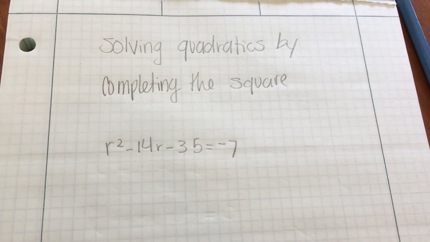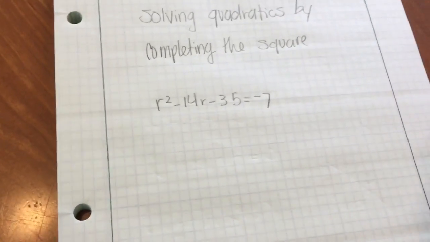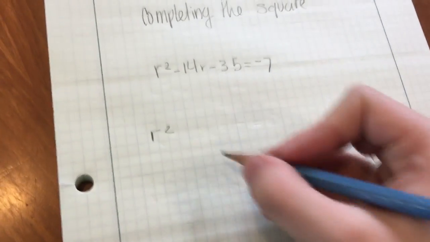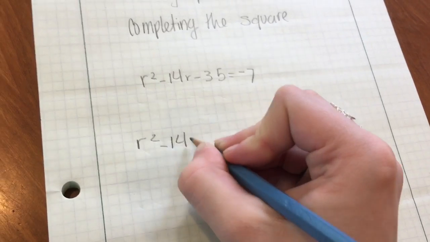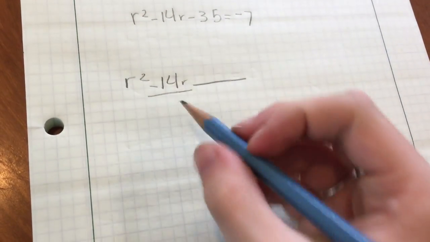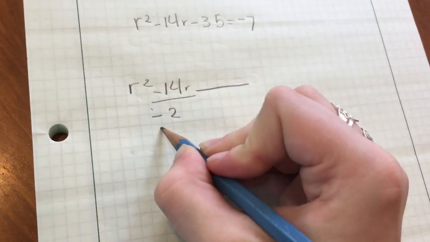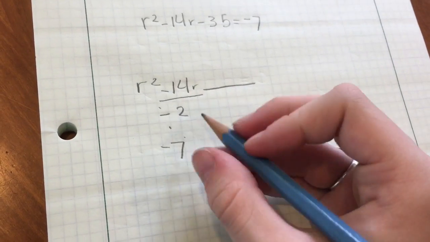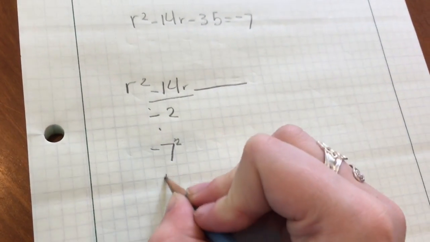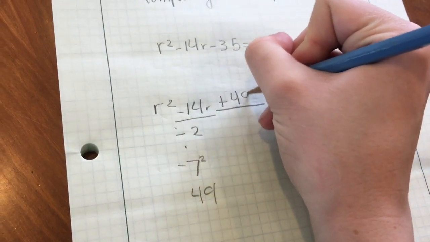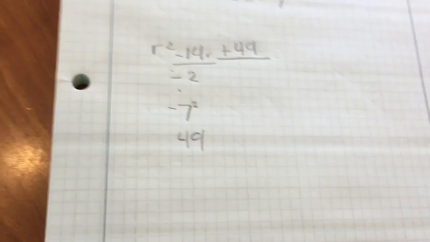Alright, now it's time to solve quadratics by completing the square. Our equation is r squared minus 14r minus 35 minus 7. So that leaves us with r squared minus 14r, and basically what we want to do is divide negative 14r by 2, and that leaves us with negative 7, and then we square that, so that leaves us with 49. So we put 49 plus 49 in that place that we left for it.